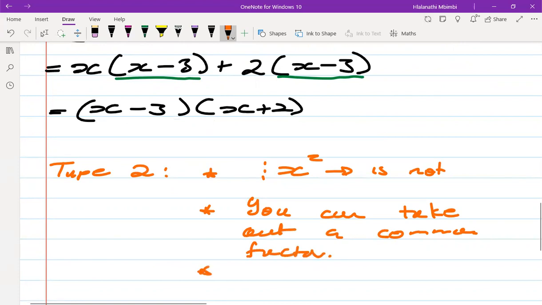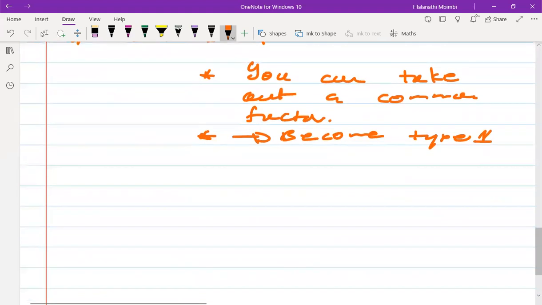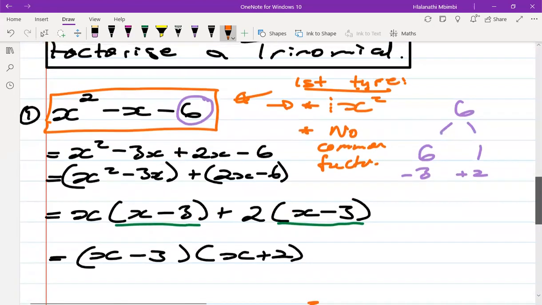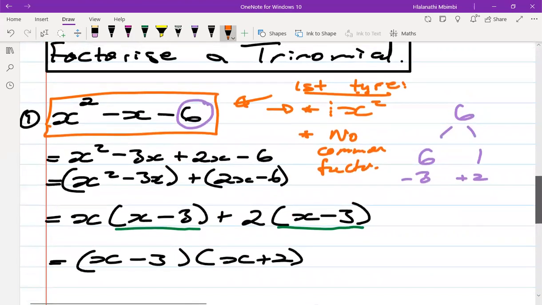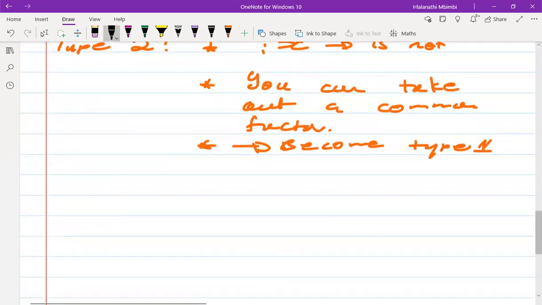However, when you've taken out a common factor, this problem becomes type 1. Not sure if it makes sense, but we'll see. I'm very tempted to just take this example over here, times it by 2, and have it as a new problem. But perhaps that sounds a bit lazy. Let me give you a fresh one.